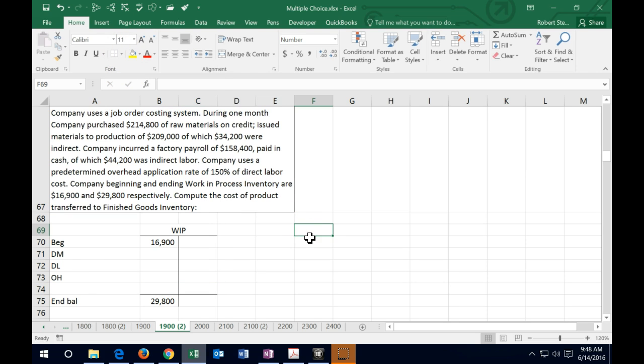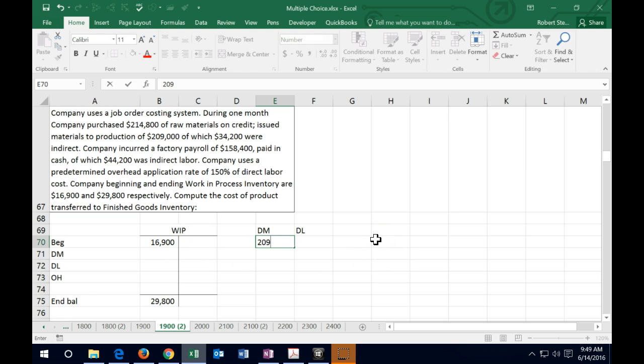So now let's see what else they gave us here. If we look at it in terms of a table, we have direct materials and direct labor that we can take a look at. So we purchased 214,800. That really doesn't concern us right now because they told us the amount that got issued to work in process. That's where we're starting here. So we issued materials to production of 209. That's what we're going to get into our work in process account.